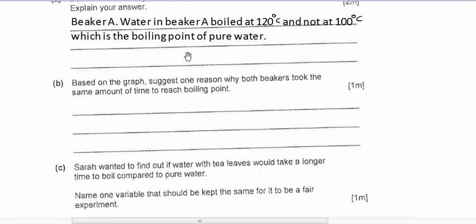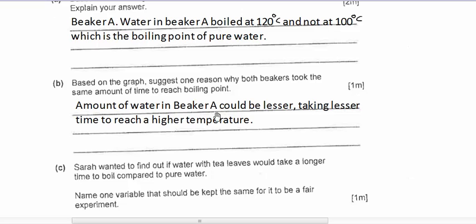So the key here could be because the amount of water in A could be less. Therefore, if I have lesser water, it takes me a shorter time to reach boiling point or reach a higher temperature, because less water means less heat. Okay, so that's how you would phrase your answer. Right, so the amount of water in beaker A could be lesser, taking lesser time to reach a higher temperature.